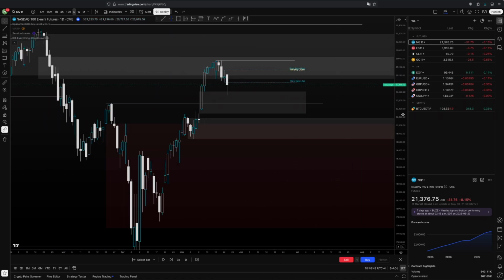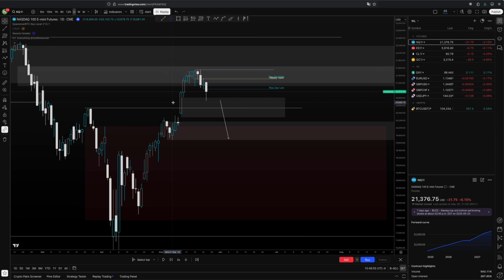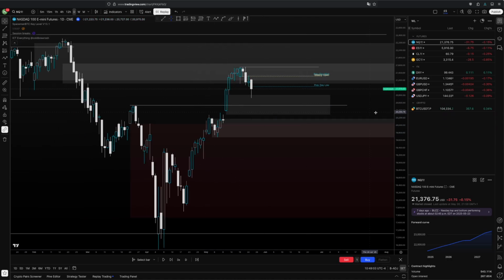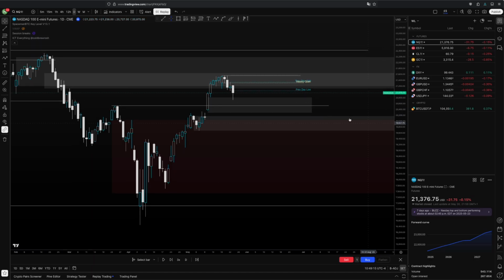Now, of course, price can go all the way down to this level. I'm not saying it can't, but this level is also high probability. The only way to determine which level is going to get respected is jumping down and then seeing the narrative that forms at each level. And the reason why it could also go this deep is because we took out an external range high. That is another thing that I want to point out.